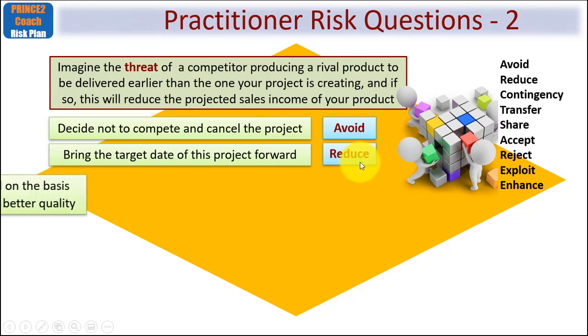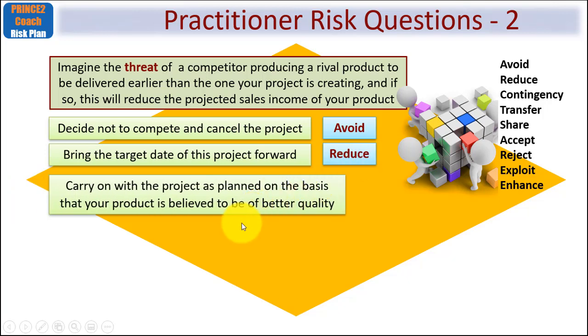How about this one? Carry on with the project as planned on the basis that your product is believed to be of better quality than your competitor. What sort of an action is that out of these choices? Yep, it's another accept. You're just saying carry on, take no action. It's the do nothing option.